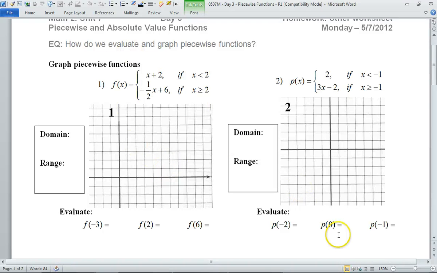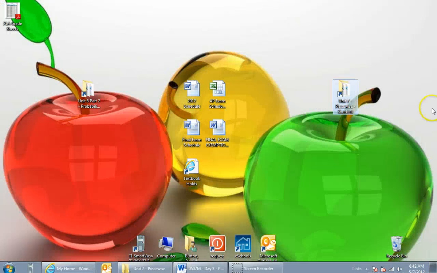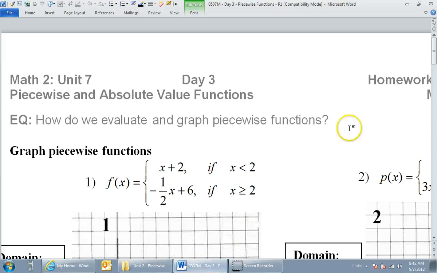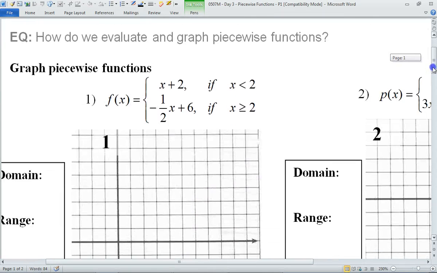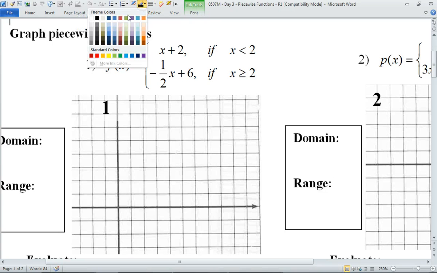So we're just going to graph the pieces of this thing. Let me see if I can make it any bigger. Okay, look at problem number 1. I want you to see it as two different lines that need to be graphed.